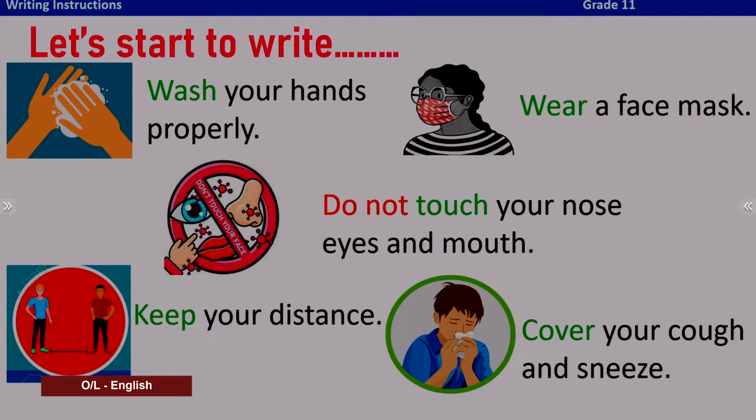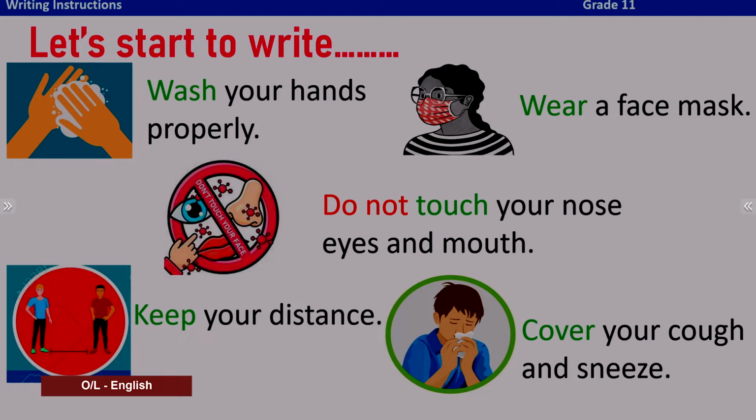So we have already discussed the first instruction. We will start with the second one. So you have to start with the verb wear. Wear a face mask. Third one, do not touch your nose, eyes and mouth. Here this sentence is a bit different from the others. I'll explain that later. So we are going to do the fourth picture.